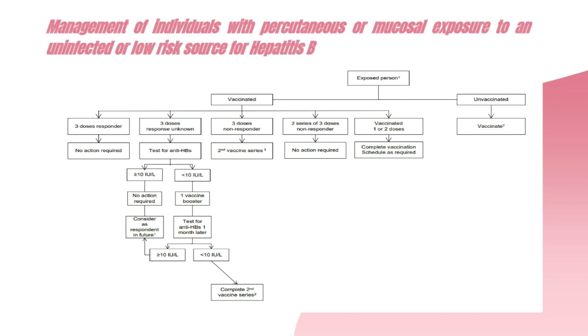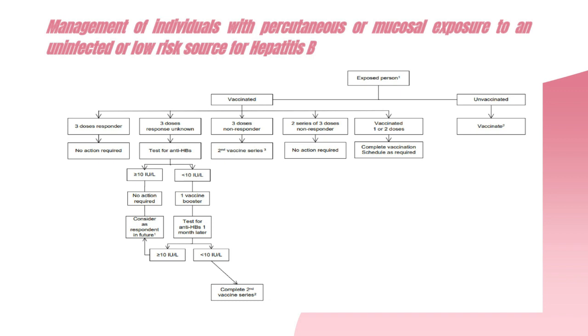If immunity is inadequate, give 1 vaccine booster and retest for anti-HBs a month later. If response is adequate, consider the person as immune for the future. If the retest shows inadequate response, complete the course of the vaccine, then test again for immunity at 1 to 6 months after vaccination is finished.